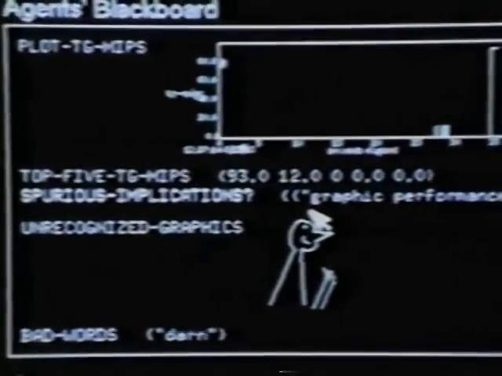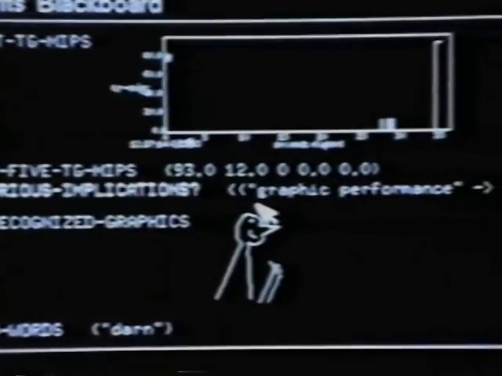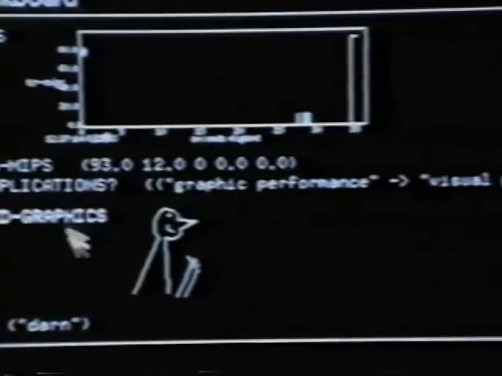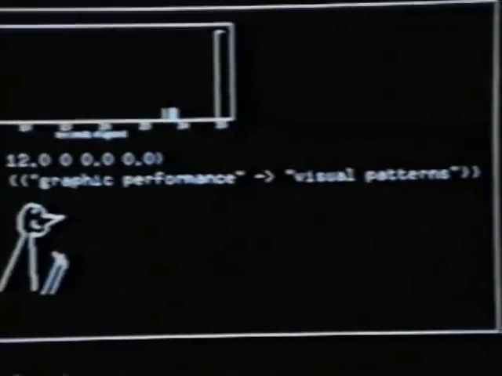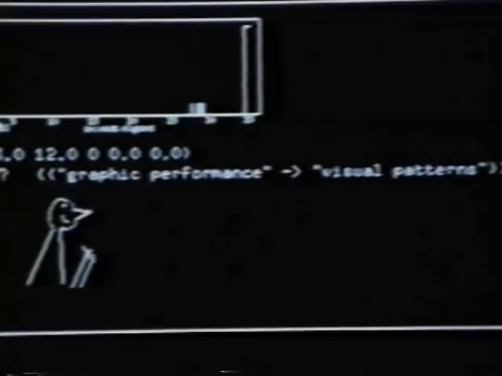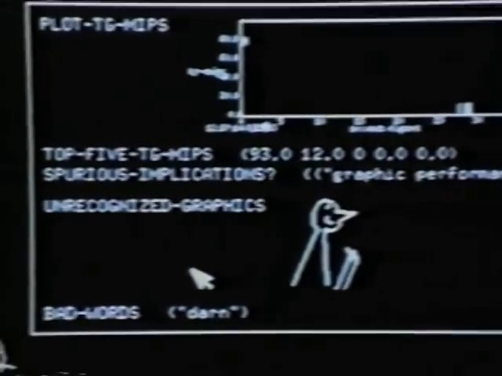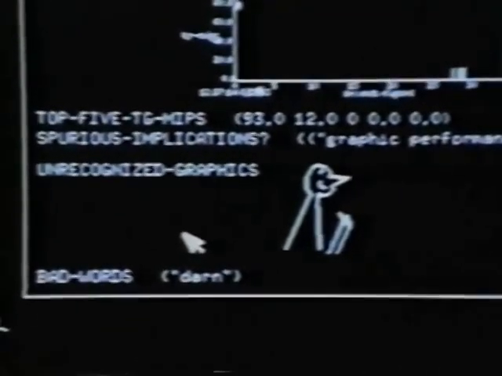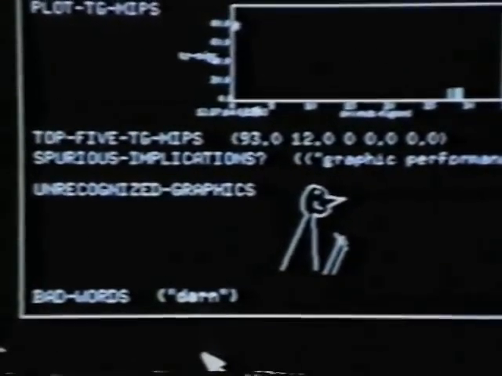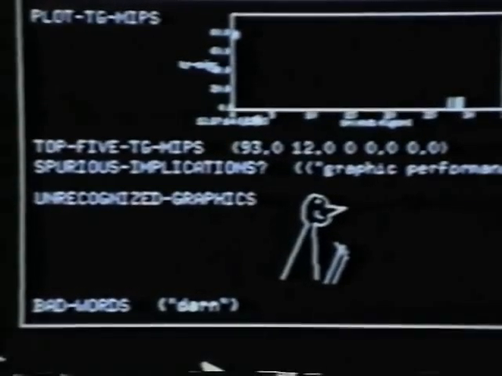Dave's contribution is this, remember he never did like that. Graphical performance leads to visual pattern, so he put that on his spurious implications list. He also has found one unrecognized graphic that he handled in the template, and yet he didn't know what it was, and of course there's one bad word.